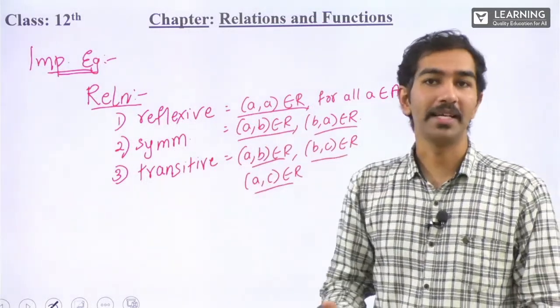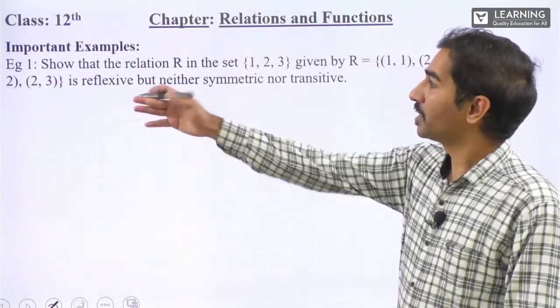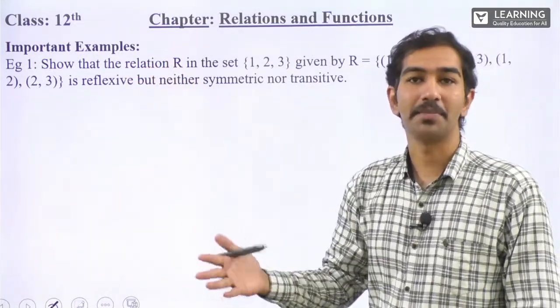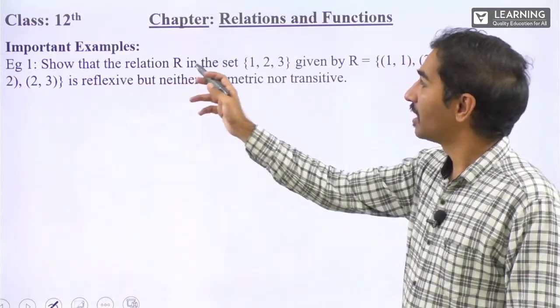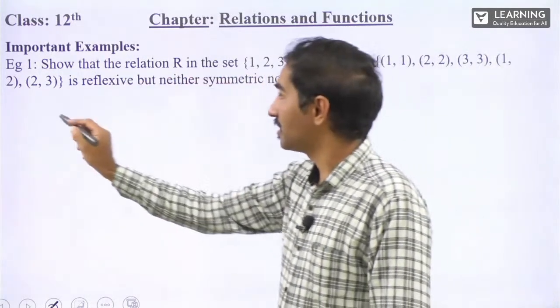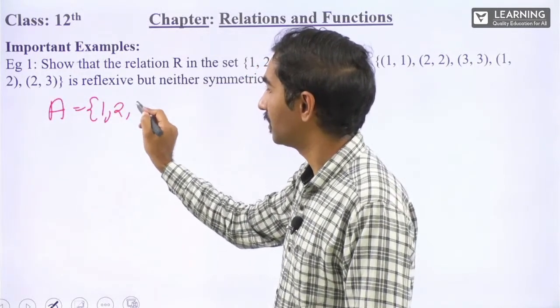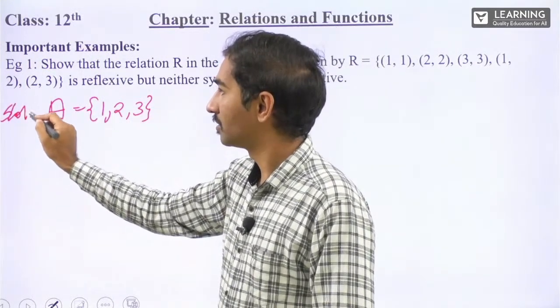So we'll be starting with the examples today, alright. The very first example. Whatever examples I'm going to present in this session, all the examples are important. So the very first example: show that the relation R in the set A equal to {1, 2, 3}. We'll start the solution from here. So this is the solution.